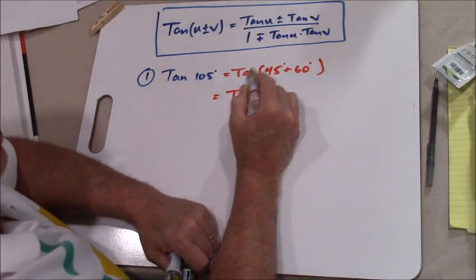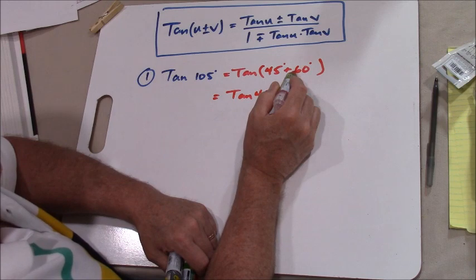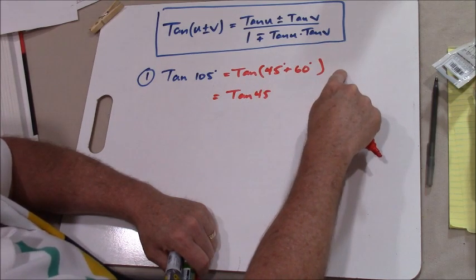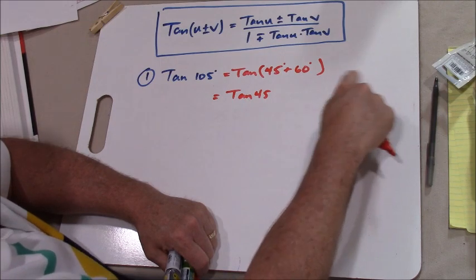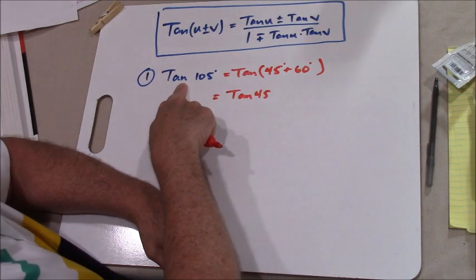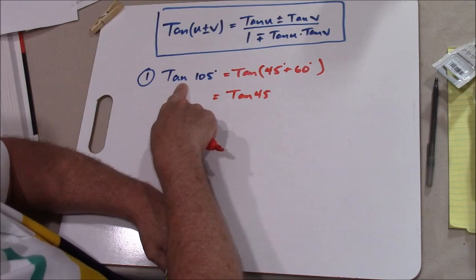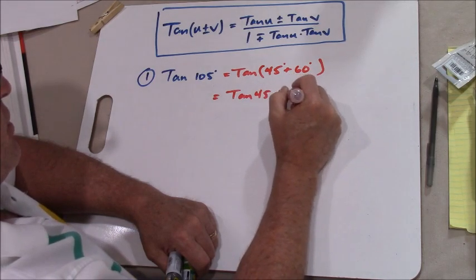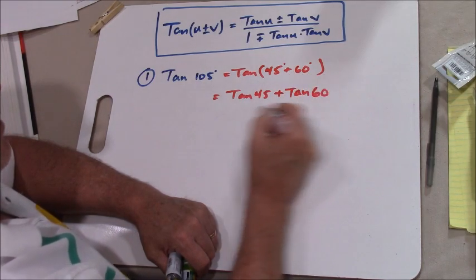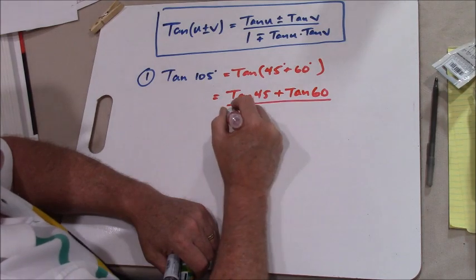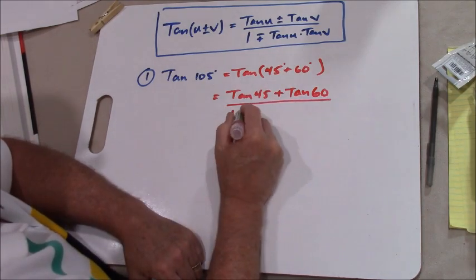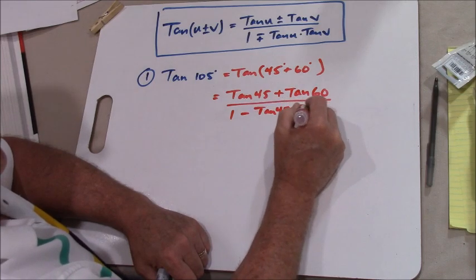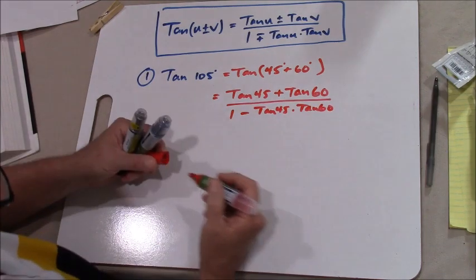Remember, we don't just distribute this and take the tangent of each. It doesn't work that way. You can try it. Do tangent 45 plus tangent 60 with the calculator, see what you get, and then go back and do tangent of 105 and see what you get. You won't get the same answer. It doesn't work. Alright, so plus tangent 60 degrees divided by 1, I want the opposite of this, so minus tangent 45 times tangent 60.